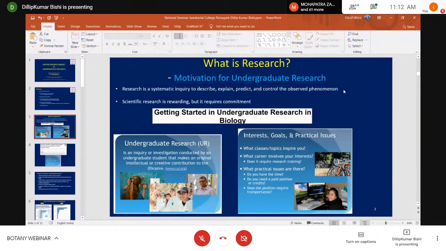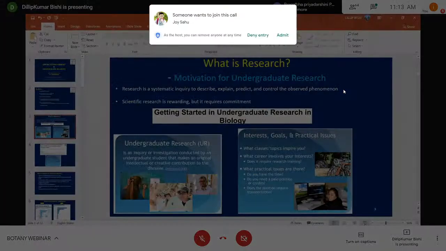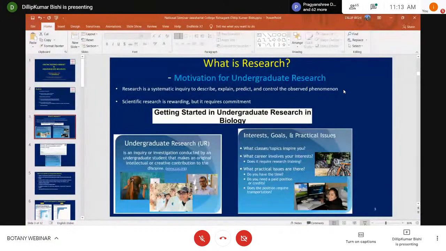So by definition, research is a systematic inquiry to describe, explain, predict, and control the observed phenomenon, may it be a natural one, may it be the one that we do in the laboratory. When you take up research, it is going to contribute to a larger context. For example, the scenario of COVID-19 has created a lot of havoc, not only in India but globally, and the only solution available was pure research to develop a vaccine.